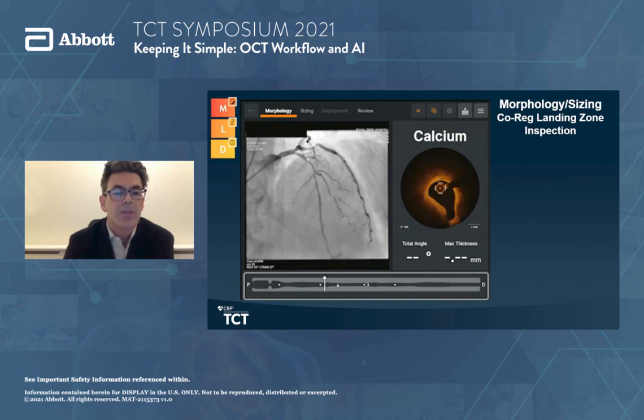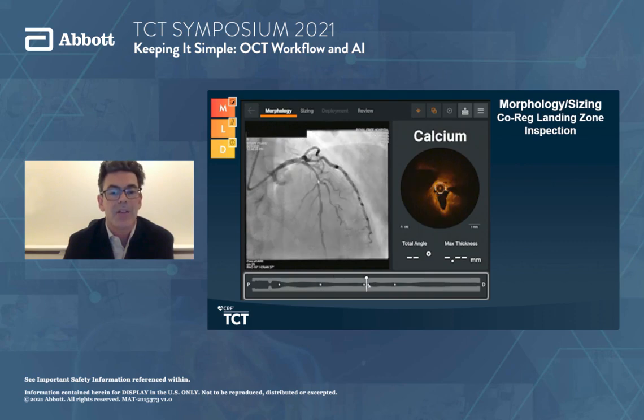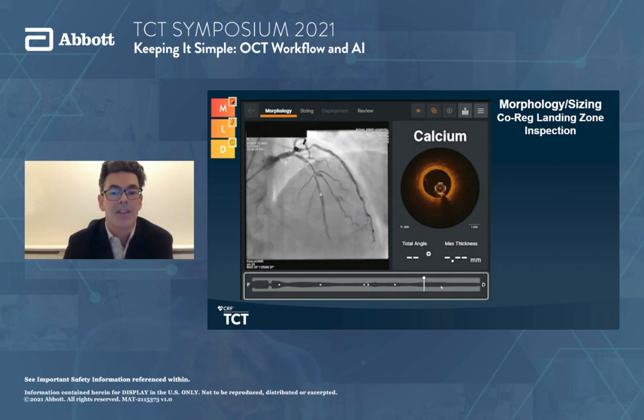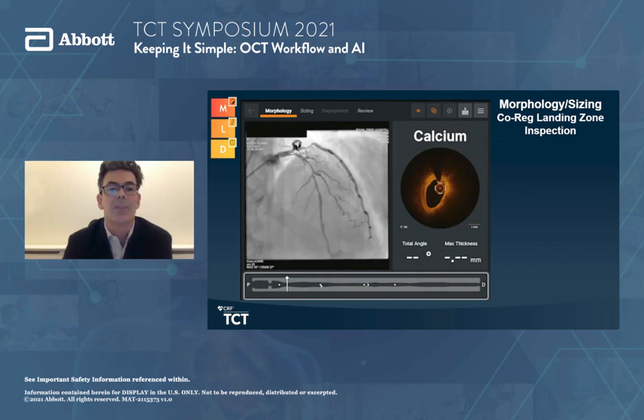And what you can do on the longitudinal view is you can just click on it and you can click to the areas of interest, and I can start to get an idea of where I'm going to land my proximal stent and my distal stent. Now, I've got an area at the ostium of the LAD, which I'm concerned about.